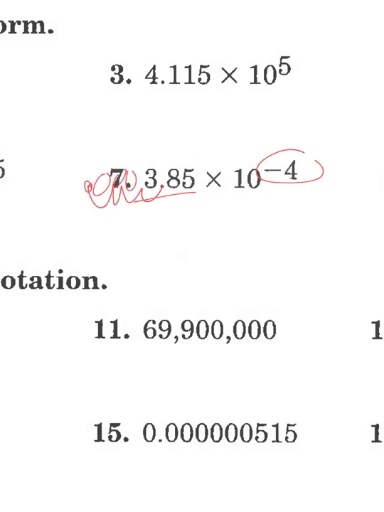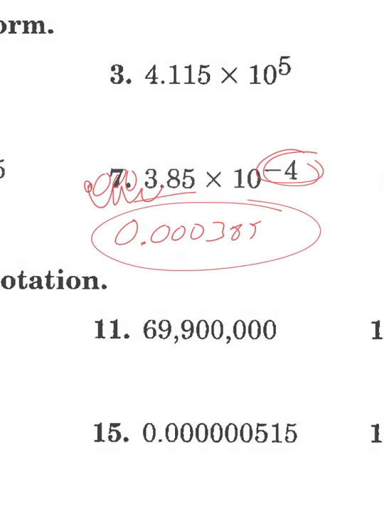I can fill in little zeros here, but I can just think to myself, I'm going to have 0 point, there's my decimal, and then 3 zeros, and then 385. A negative exponent means a really small number, so this is a really small number, right? 0.000385.